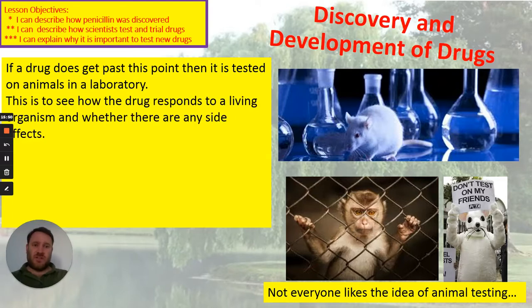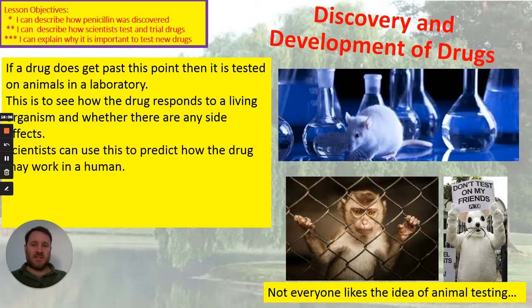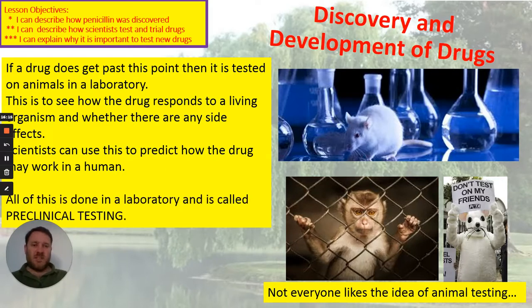So what scientists need to do, because I don't do this, is see how the drug responds in these animals and see if there are any side effects. As I said before, you wouldn't just go and test on a human because the side effects could be disastrous. So they test it on the animals to see if there are any side effects. And by testing on animals, scientists can predict how it's going to affect the human being. Up to this point, seeing if the drugs are toxic, seeing the side effects and animal testing, all of this is called preclinical testing.